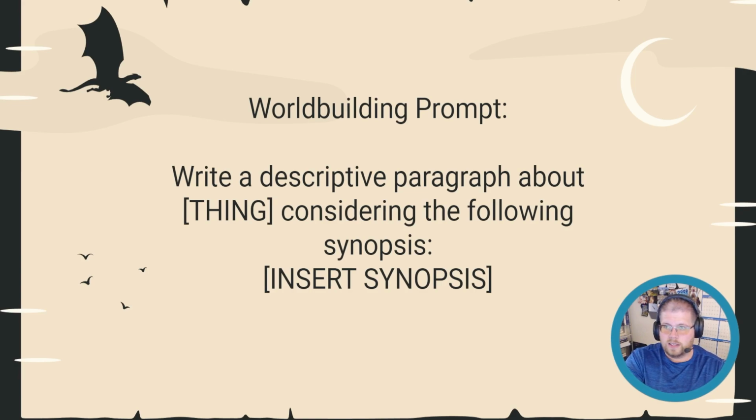For instance, this one is a world building prompt. You say, write a descriptive paragraph about a thing. And this can be usually something like society and culture, religion, magic systems, whatever it is you feel is needed for as a world building prompt. This is where you put that in. And then you say, considering the following synopsis, then you paste the synopsis that you've previously generated into that.